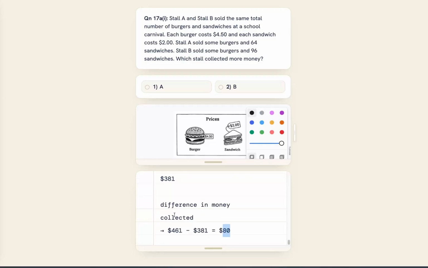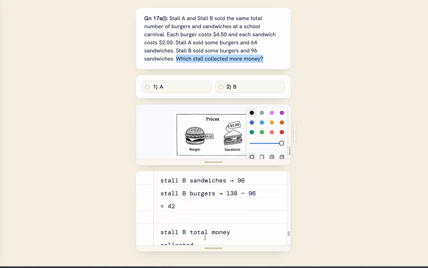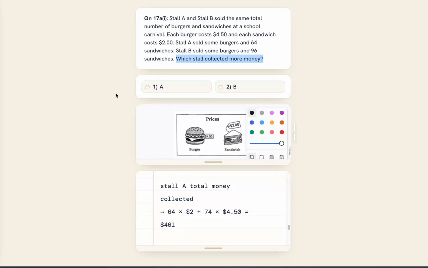Okay, so there you go. So you know what's the difference. So the difference is the same. So now we know which store collected more money. So from here, I think it's pretty obvious. Obviously, stall A collected more money, right?